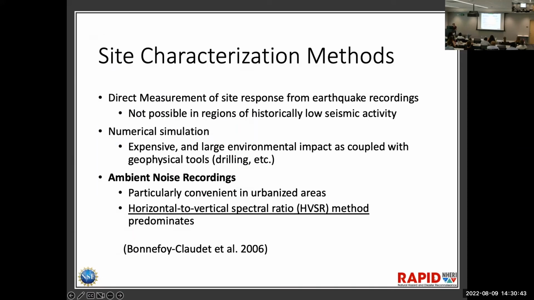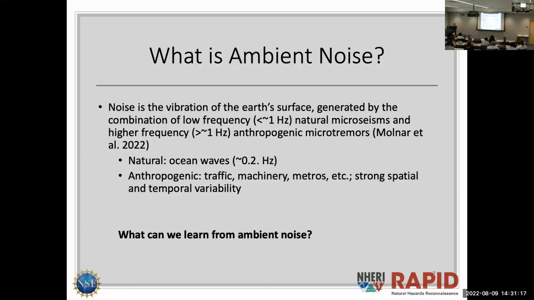The way that we characterize a site can be found from three methods. This includes direct measurement from earthquake recordings, which is difficult in areas that have low to moderate seismicity because data is limited. Simulation is also possible, but this is both expensive and has a large environmental impact because we're often drilling, and this isn't often possible in urban environments. Ambient noise recordings are a third option. They're both cheaper and non-invasive to work with, and they're really good for urban settings like Seattle. And the horizontal to vertical spectral ratio method predominates as a simple option for ambient noise recording. So what is ambient noise?